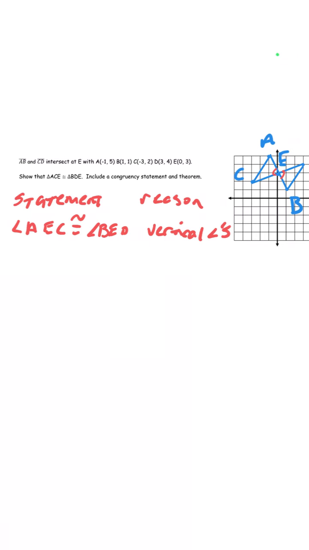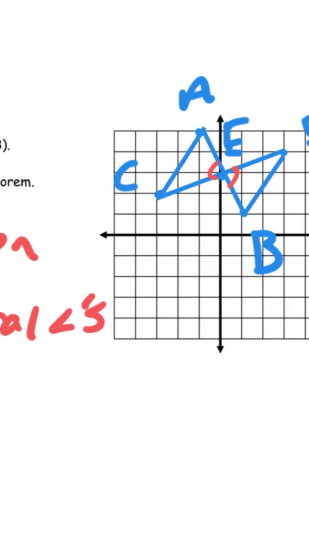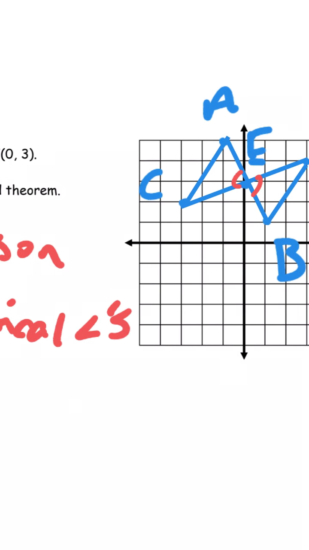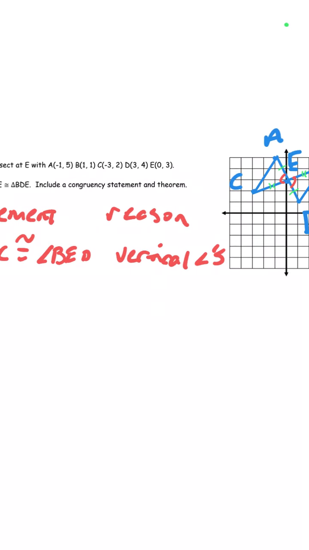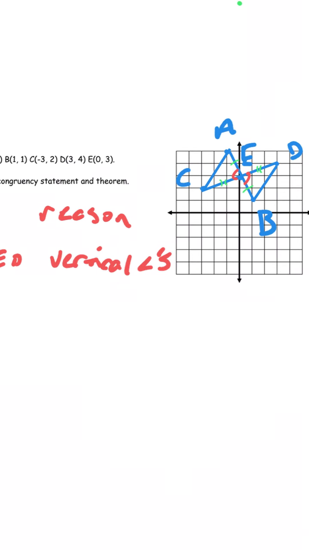Now, I need to do some work on some sides. BD and CA are not what I want to work with right now, since I've got the vertical angles. So what I'm going to have to show is that BE is congruent to AE and CE is congruent to ED. That way I have side, angle, side. Again, I don't like doing anything but the Pythagorean theorem.